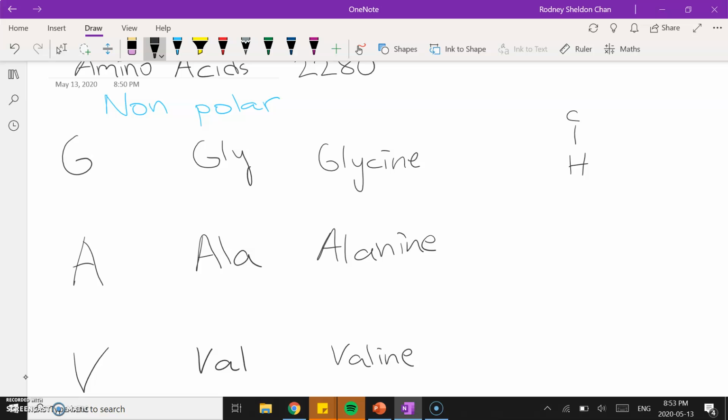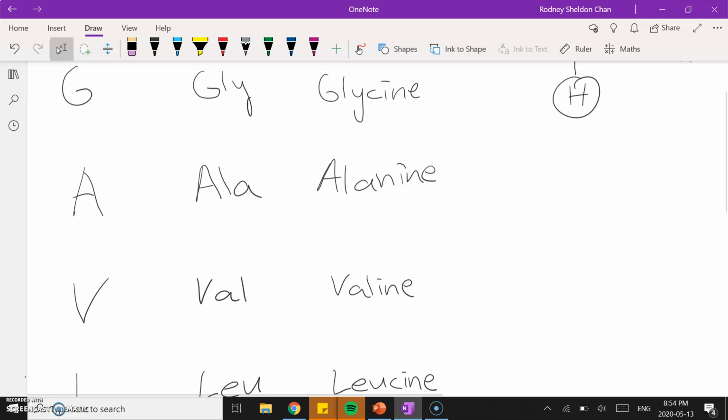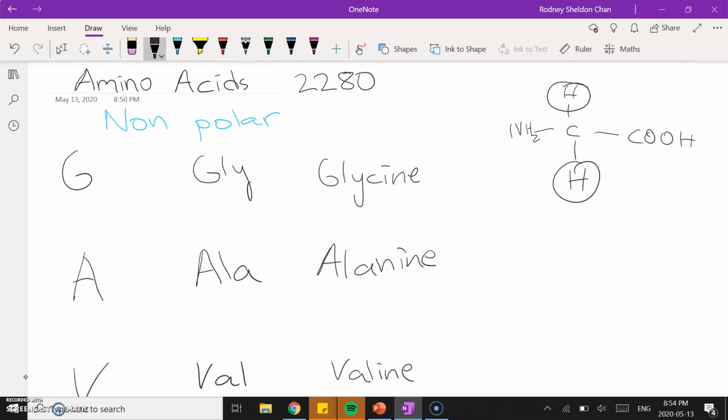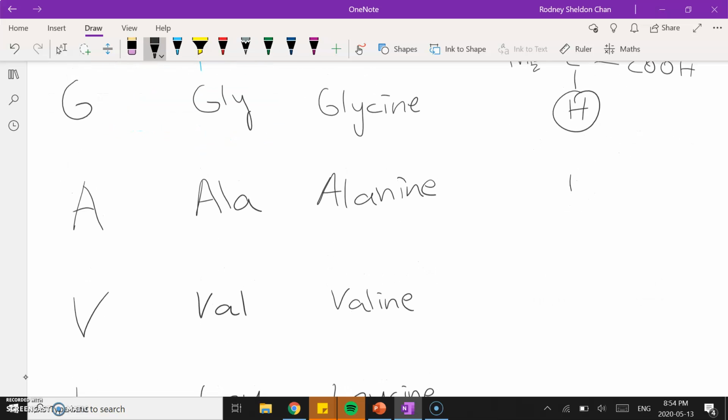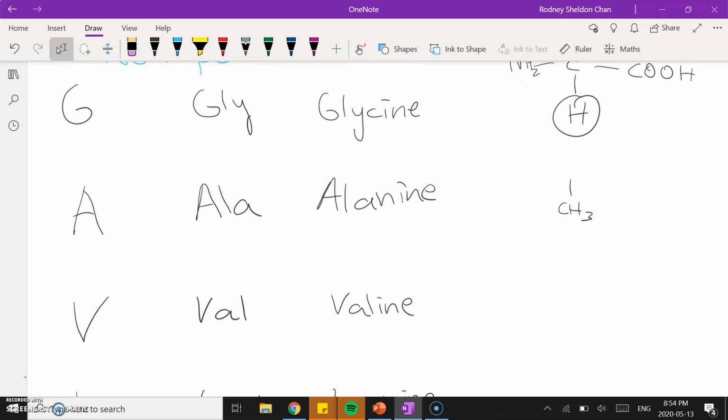For all of them, you just imagine the C and then the amino group here, and then the carboxyl, and then the other H here. You'll notice that there's an H here and an H here. So when you're looking at glycine, it's interesting because this is the only one that's not chiral out of all the amino acids. Alanine is quite simple too, just a methyl group. That's it. So G and A, you're already done. Glycine, alanine.